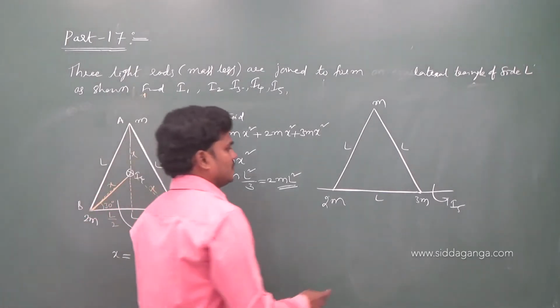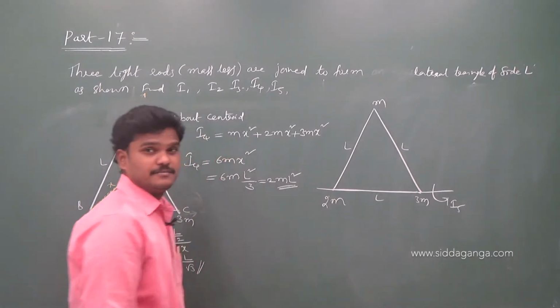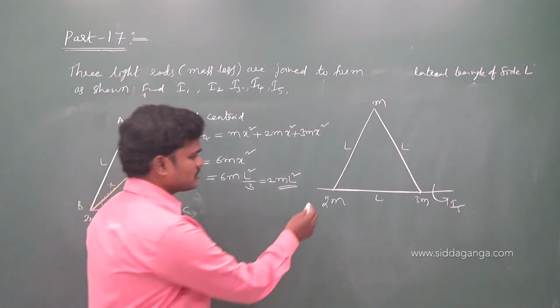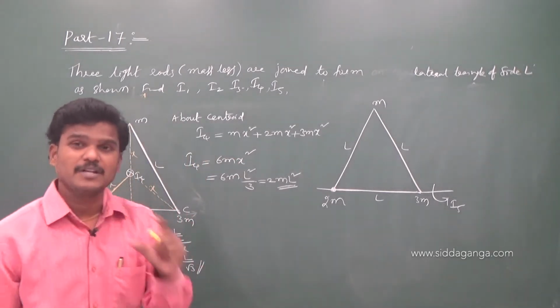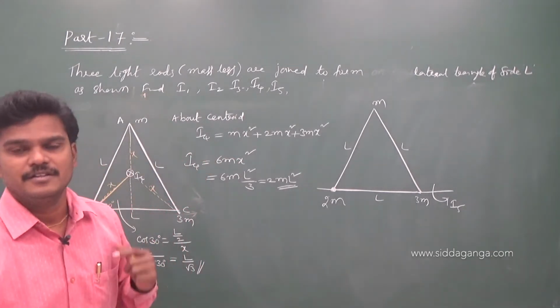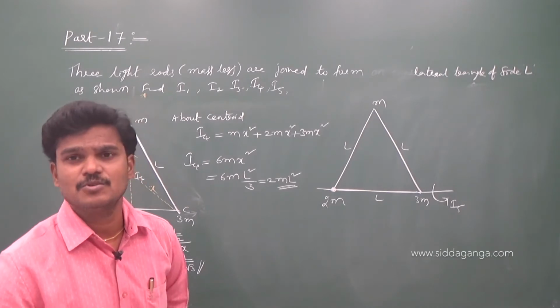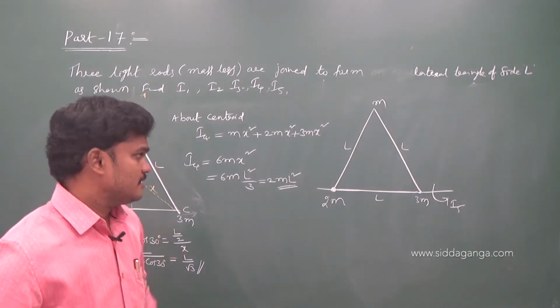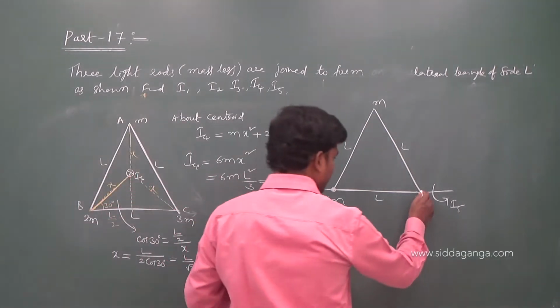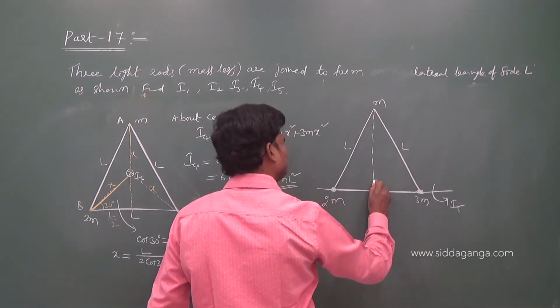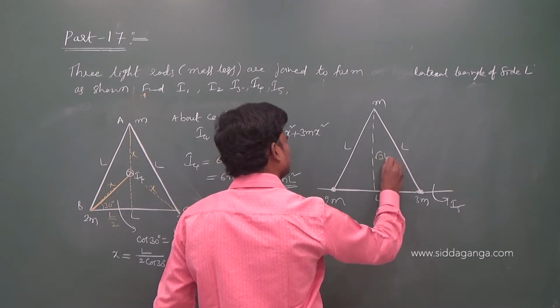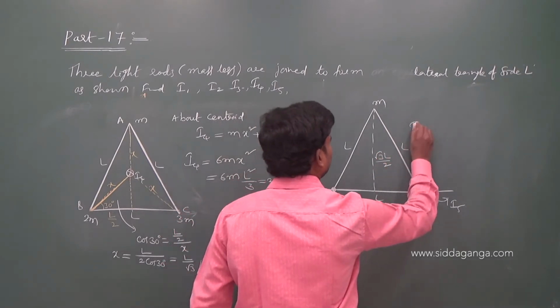See, for this axis I5, because of 2m, there is no moment of inertia because it is along the axis of rotation. If a particle is along the axis of rotation, then there is no moment of inertia. Why? Because there is no perpendicular distance. And because of this 3m, again there is no moment of inertia, only this m. What is this height? Root 3 L by 2. Then I5 is very clear.